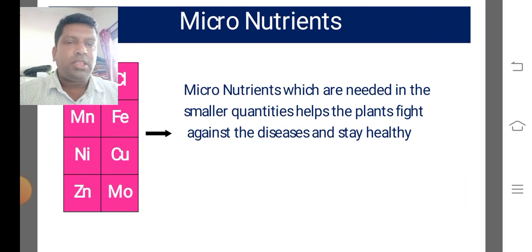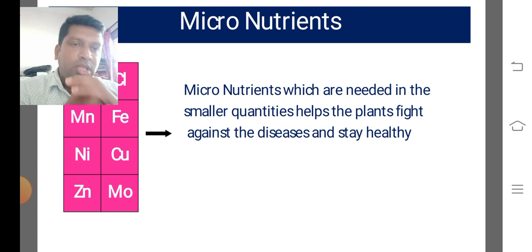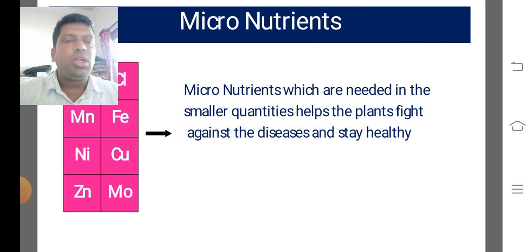The last one is micronutrients. As the name suggests, micronutrients are needed in smaller quantities, and these micronutrients help the plants to fight against the diseases and stay healthy. So we have 8 micronutrients: boron, chlorine, manganese, iron, nickel, copper, zinc and molybdenum. So these are the micronutrients, very essential even though they are required in very small quantities.